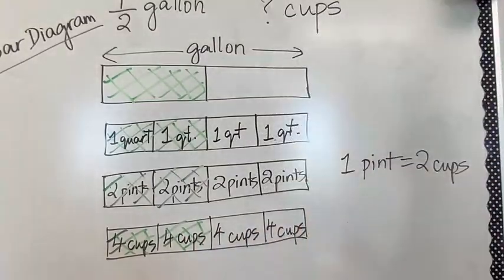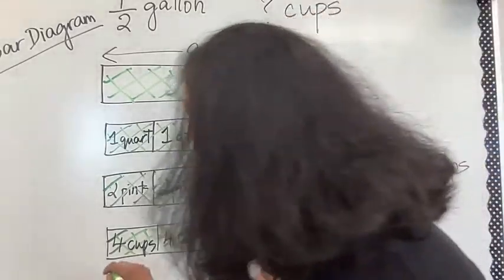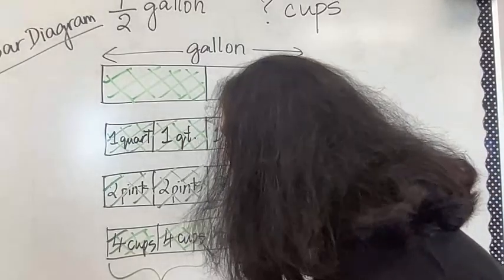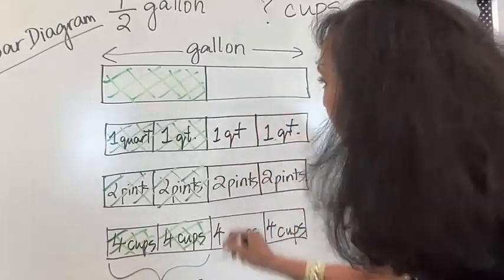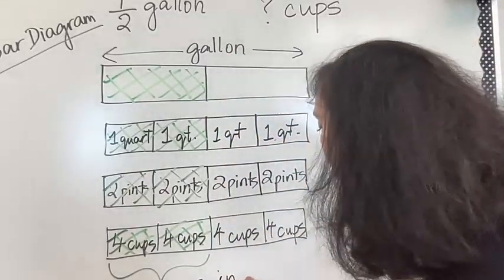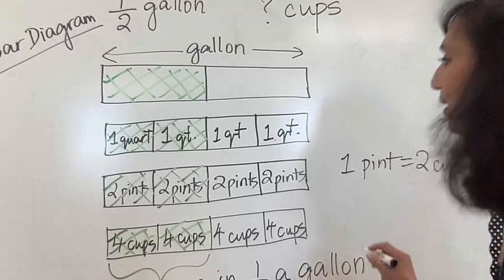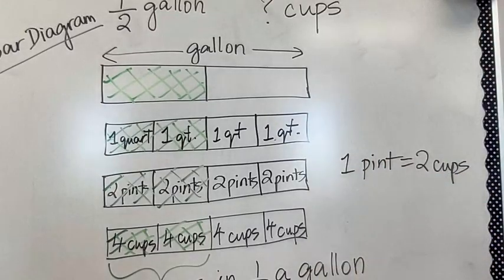All right. So now let's look at this. There are 2 shaded sections that each represent 4 cups. And so we do 2 times 4 and you get what? This is 8 cups in half a gallon. So this is exactly what I have done by drawing it out.